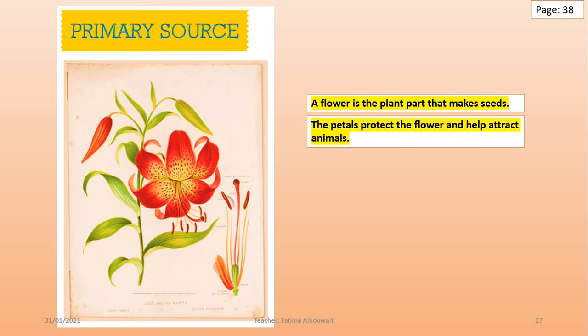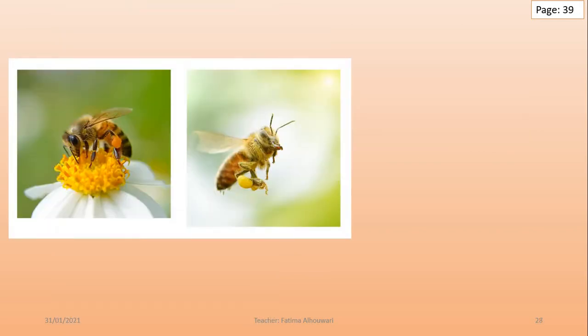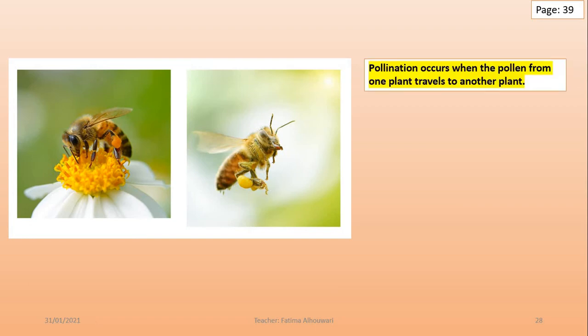Look at this photo. You know that the flower is the plant part that makes seeds. But what's the function of the petals? The petals protect the flower and help attract animals. Look at this bee. This bee tried to eat something from the flower. But when this bee touched the flower, the pollen of this flower will stick to this bee. Just as you see, here it is. This is pollen. Pollination occurs when the pollen from one plant travels to another plant.